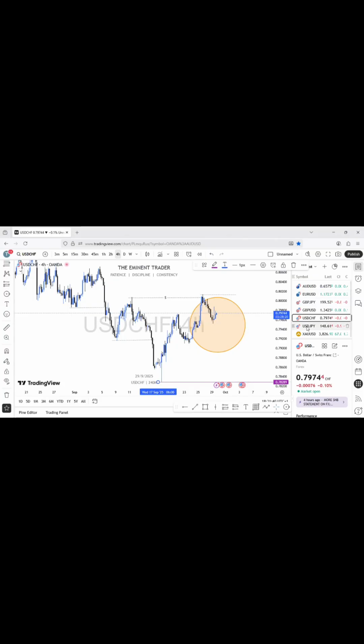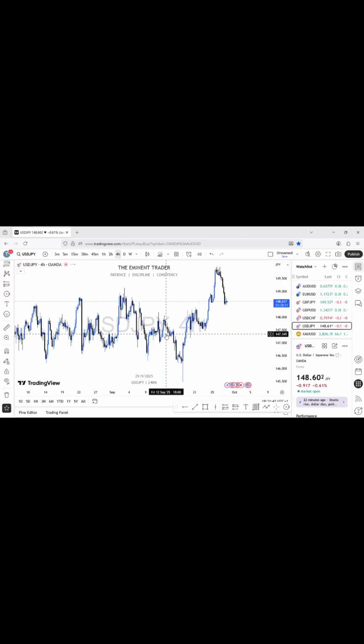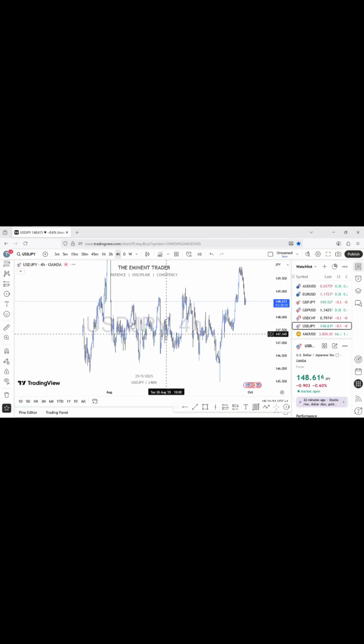So let's go to UJ. Let's see if UJ is not giving GJ vibes. Okay, this still looks good. But what's wrong with JPY pairs this period? Because this is not a good structure, to be honest. This is not a good structure. The price action is not good.